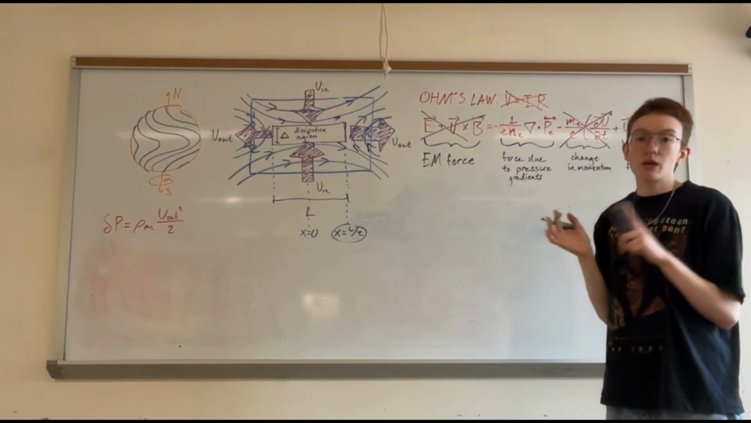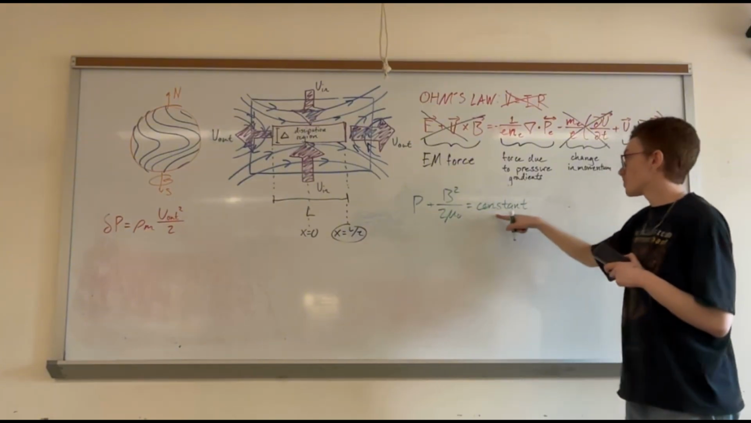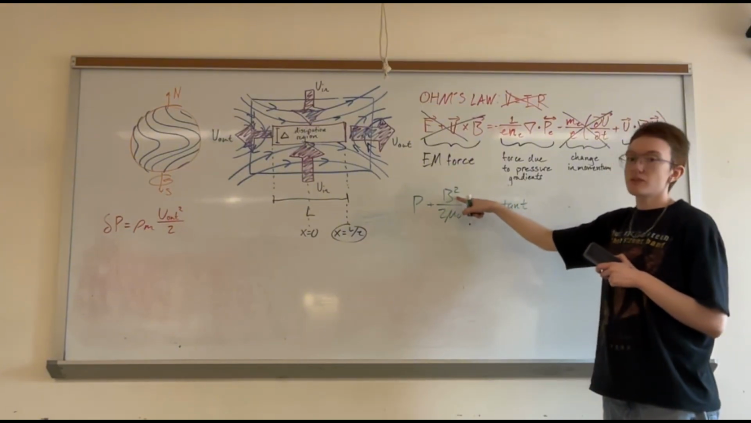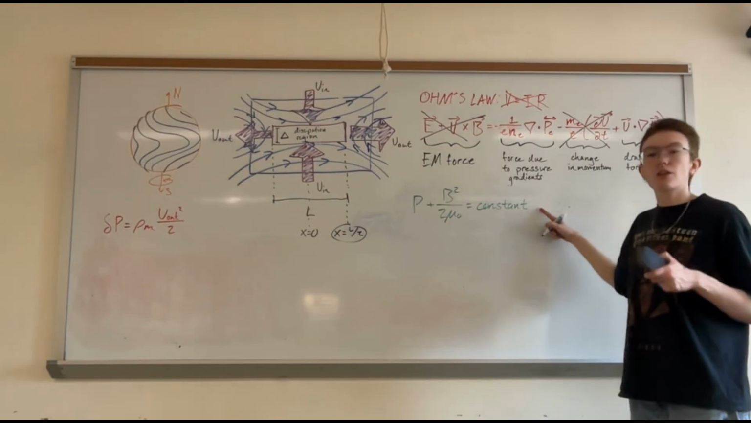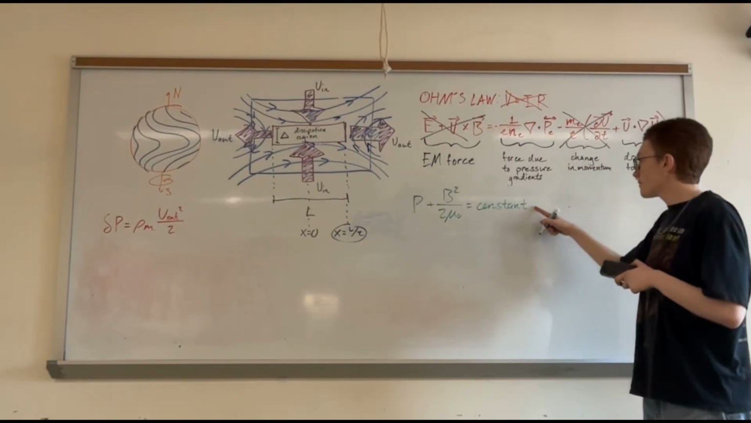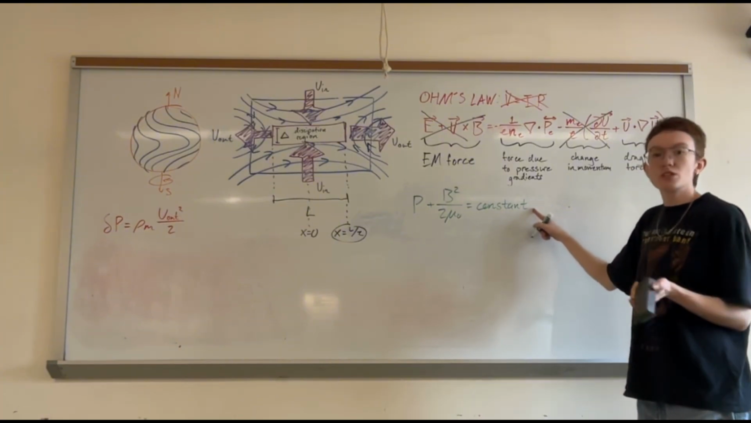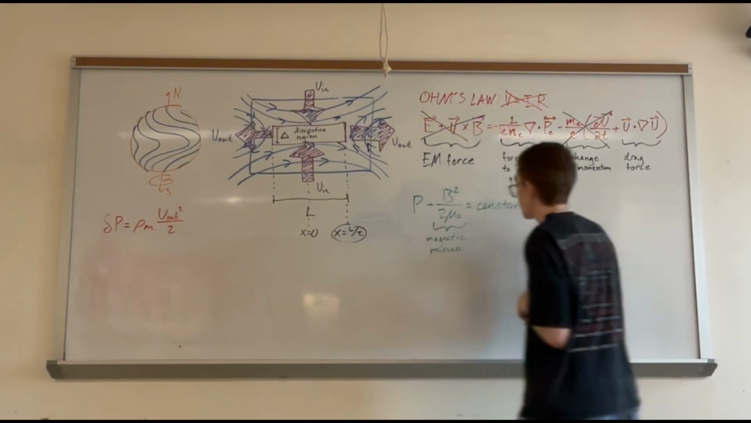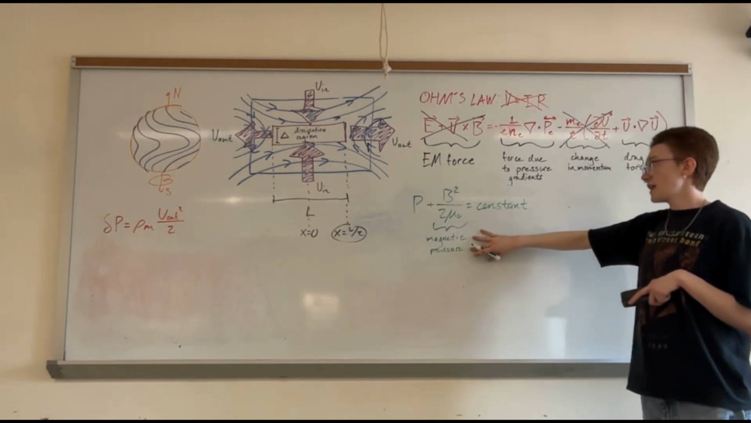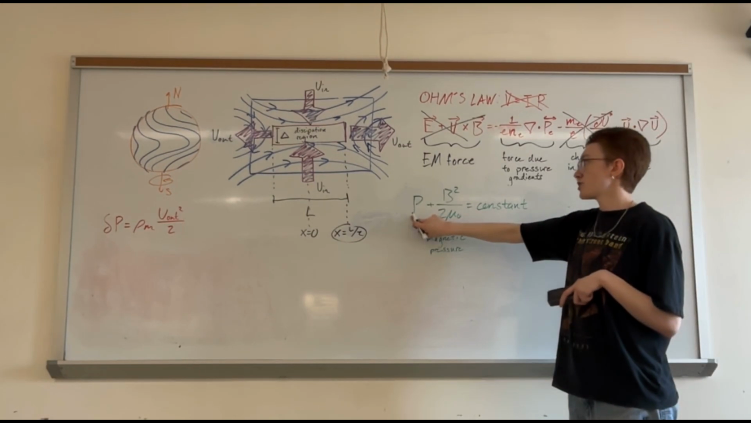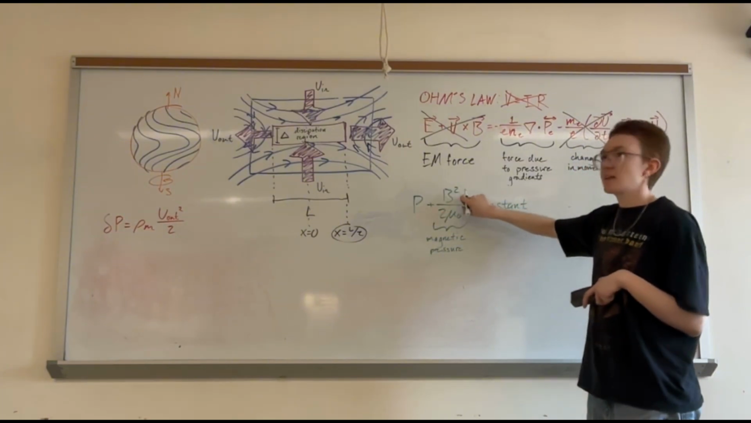There's one more condition that we have to consider. P plus B squared over 2 mu naught equals constant, where B is the magnetic field strength. So where did this condition come from? Well, it's kind of complicated to derive. You can think of it as like conservation of energy, or maybe Bernoulli's equation, if you're familiar with that. So this term here is called the magnetic pressure. And so what this is saying is that any change in pressure has to be exactly equal to the change in magnetic pressure.